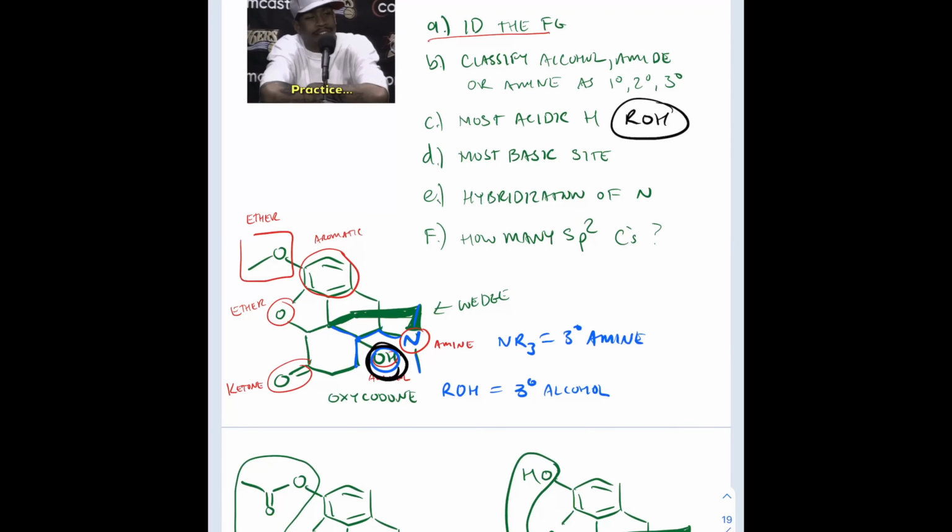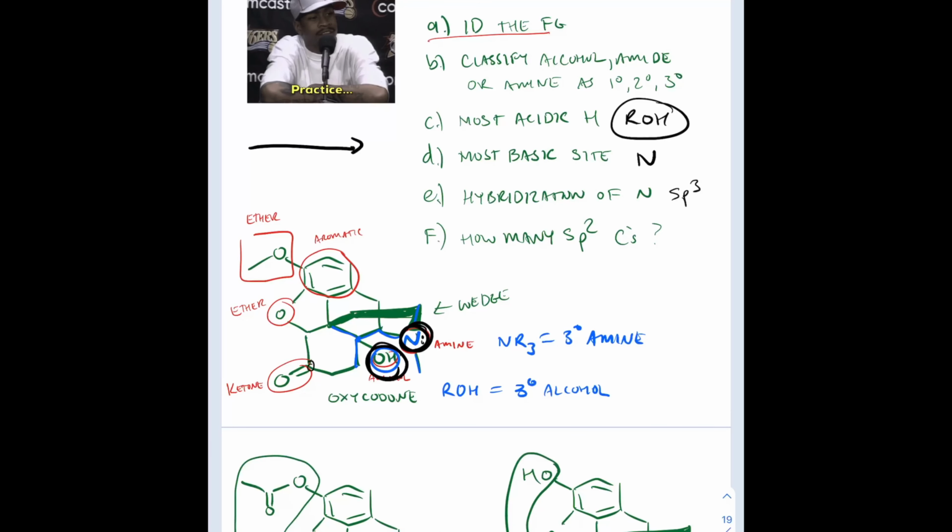Now, just as a general trend, as we go from left to right within a row, the basicity of the atom decreases, and so that's why nitrogen would be more basic than the oxygen. Hybridization of that nitrogen, it does have a lone pair, and it is sp3.